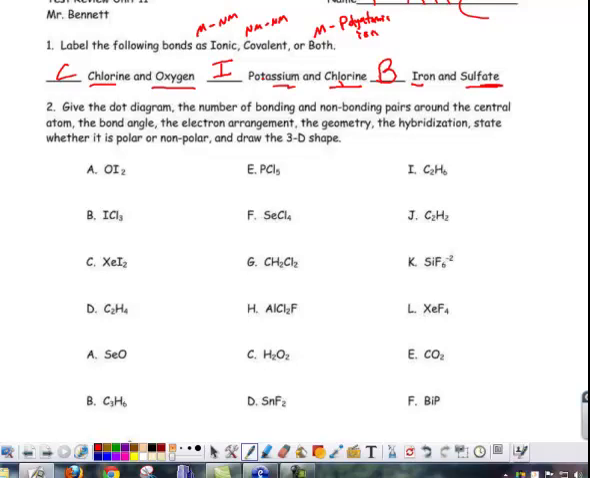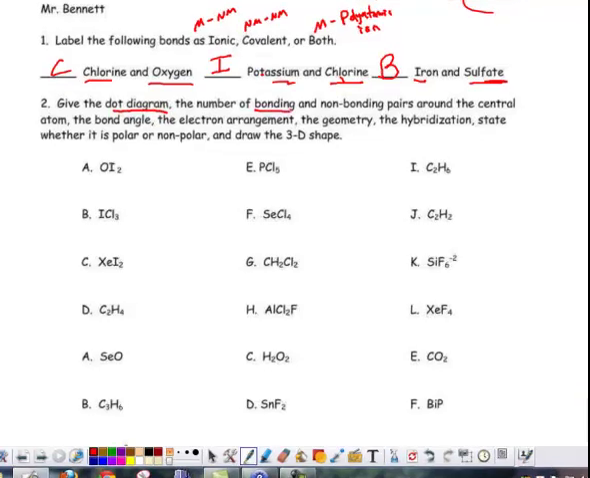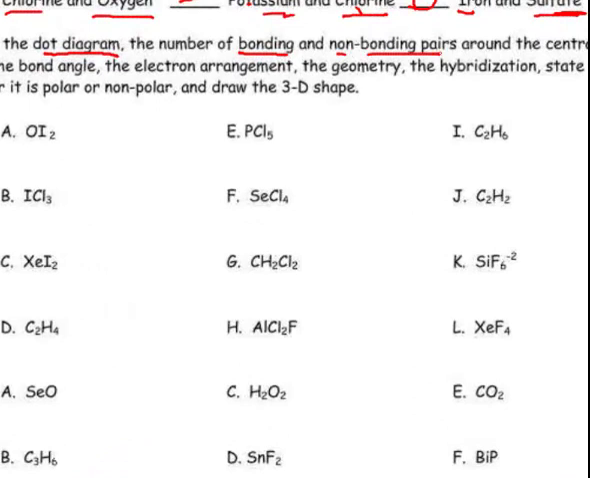All right, so next section is give the dot diagram, the number of bonding and non-bonding pairs. So we have dot diagram, bonding and non-bonding pairs, angle, electron arrangement, geometry, hybridization, polar, nonpolar, and draw the 3D shape. Holy cow, that's a lot of stuff. All right, so I'm not going to do all of that there.